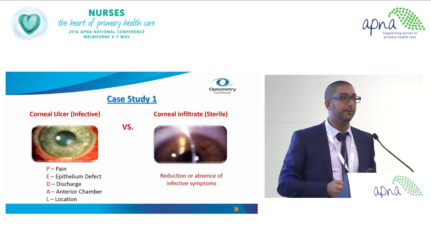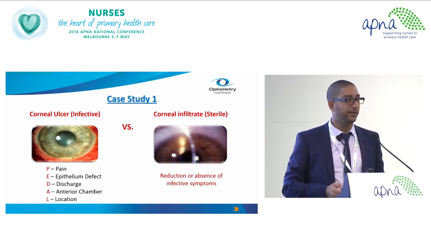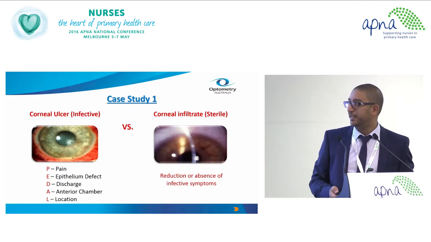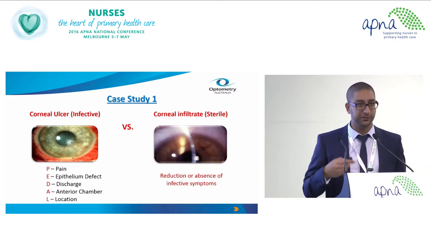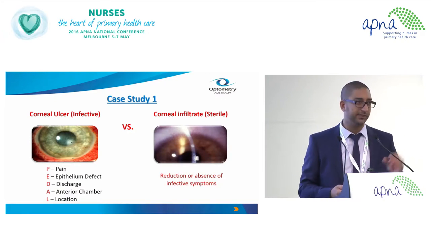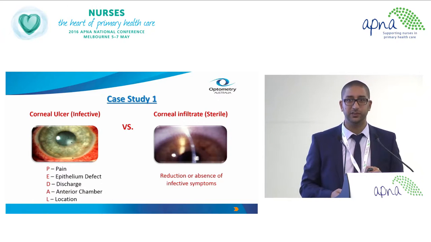We go with the mnemonic PEDAL, a very easy one to remember. Is there any pain? Is there any defect on the front of the eye? Is there discharge? Is there any issue in the anterior chamber, which is just behind the cornea? And where is it? Is it central or not? It should be central if it's infective.